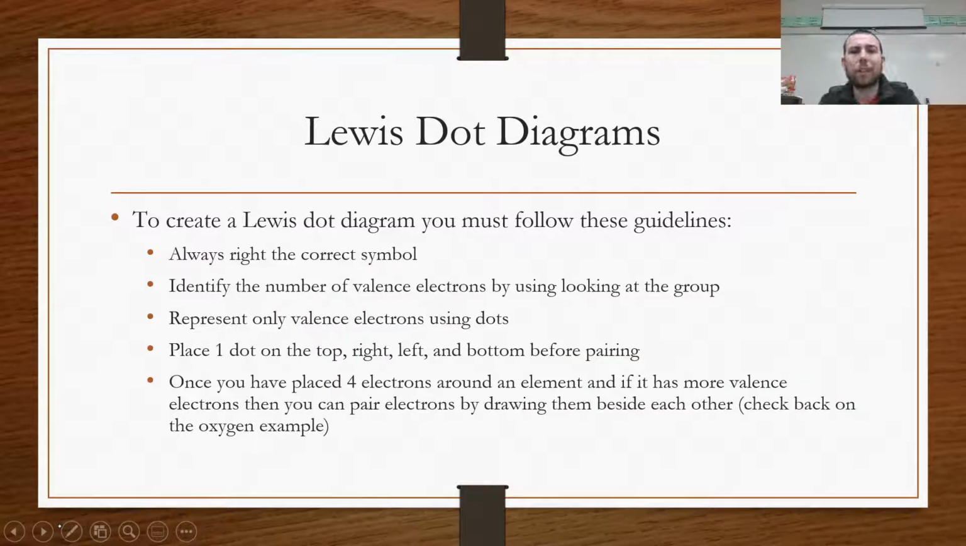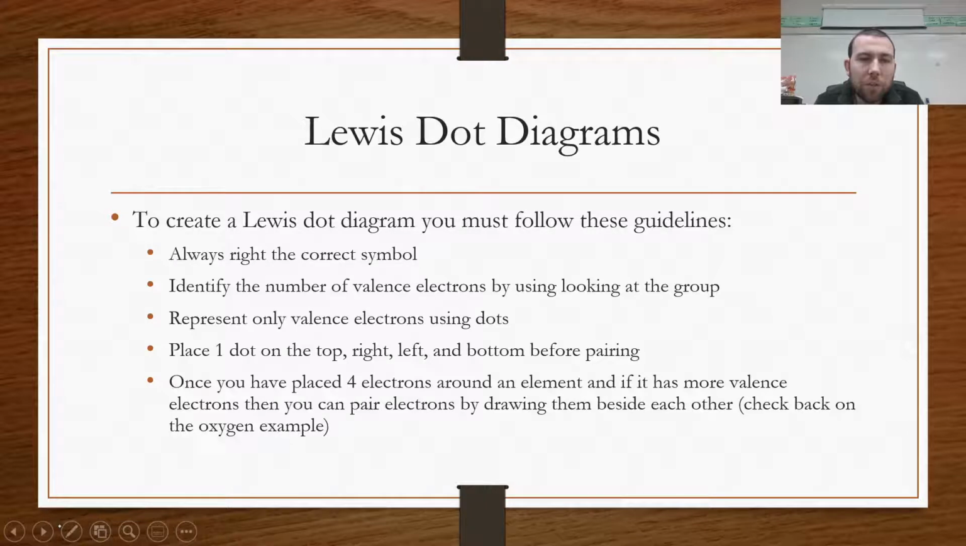Now, in order for us to create or draw or write out a Lewis dot diagram, there are several guidelines or rules that we need to follow. Now, the first one, if we know the identity of the element, if we know its name, we need to use the correct symbol, right? If they ask us for sodium, but then we give them the element symbol for magnesium, that's not going to correspond to the appropriate Lewis dot diagram.